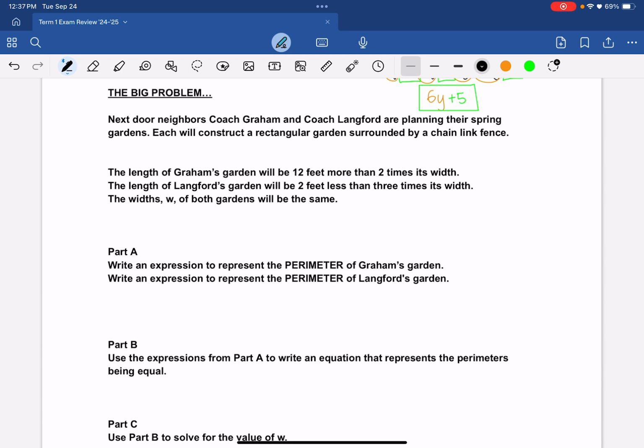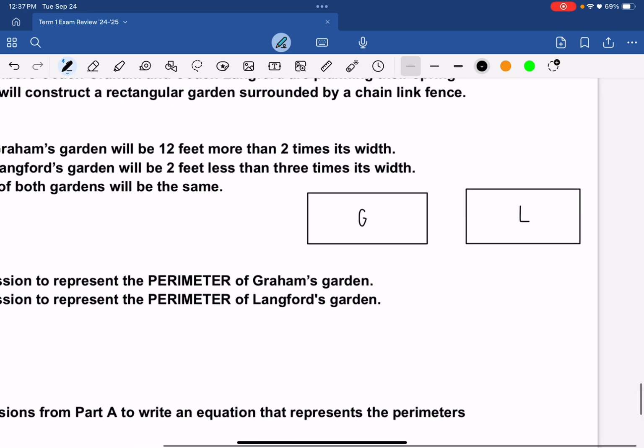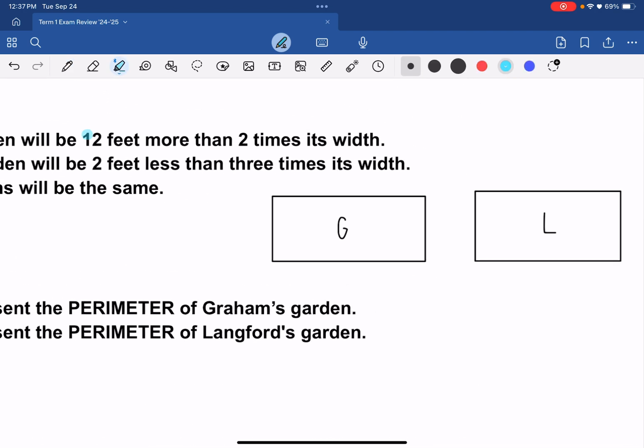So here's my help to you: always draw a picture. So if we draw a picture, this being Graham's garden, G, this being Langford's garden. Okay, so let's talk about these statements right here. Graham's garden, its length is 12 feet more than 2 times its width. So 12 feet more than is adding 2 times its width. So we have 2W, and then a plus 12.